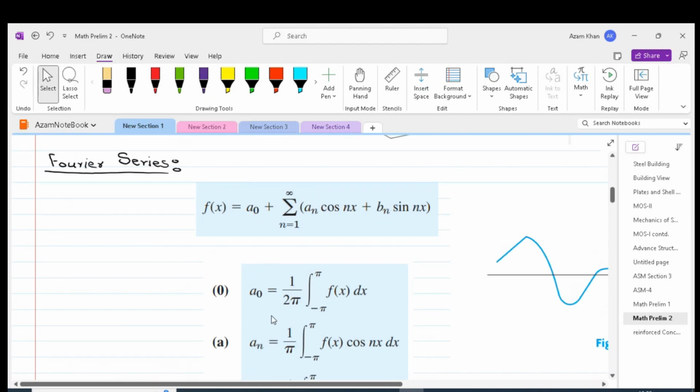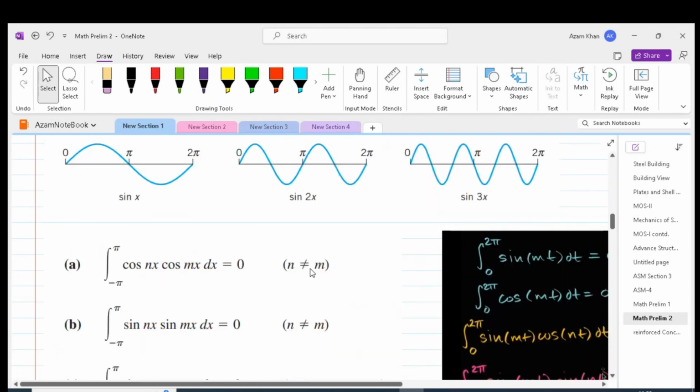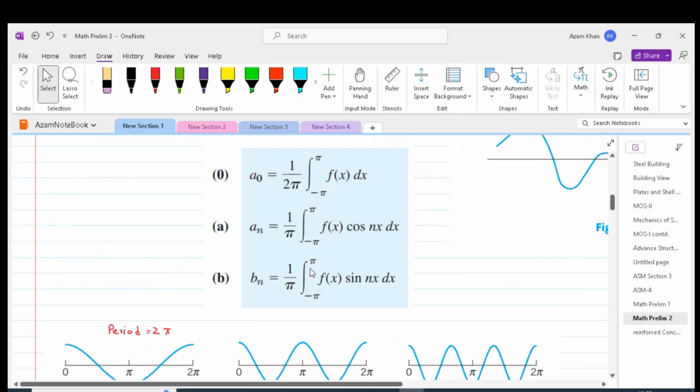So far, we have discussed the Fourier series corresponding to period minus pi till plus pi. However, it is possible that our period is of some other value than 2 pi.